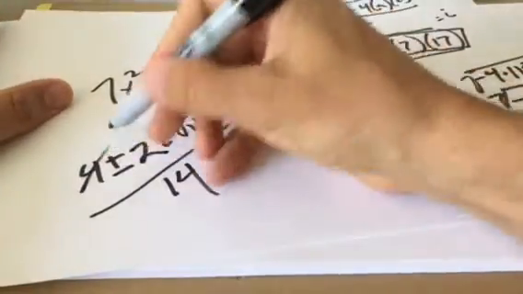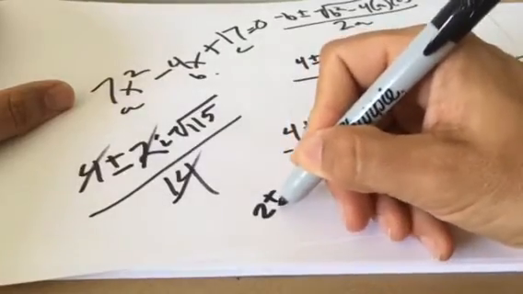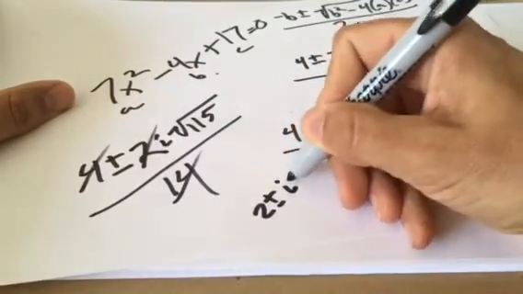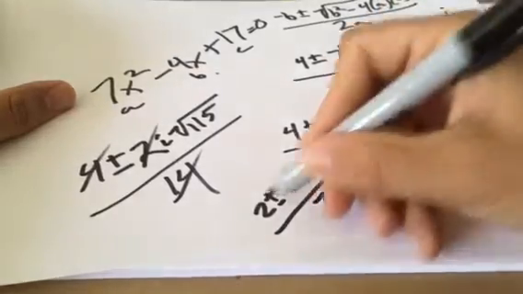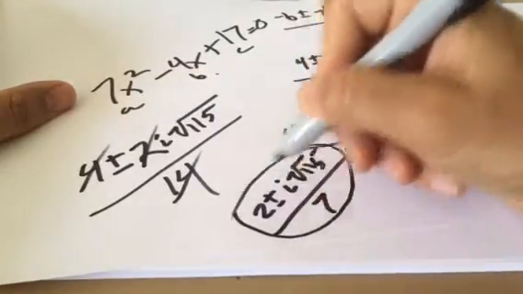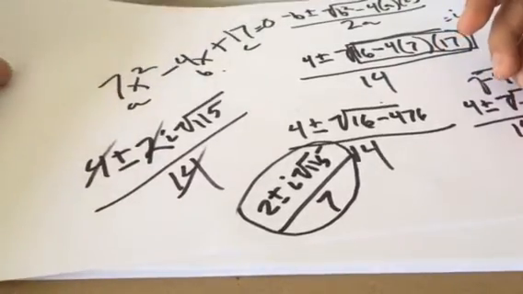Now, clearly, you can simplify all of these by 2. So you're left with 2 plus or minus i root 115 over 7. And that is your answer. Those are 2 answers right there. Clearly, I made it very, very difficult.